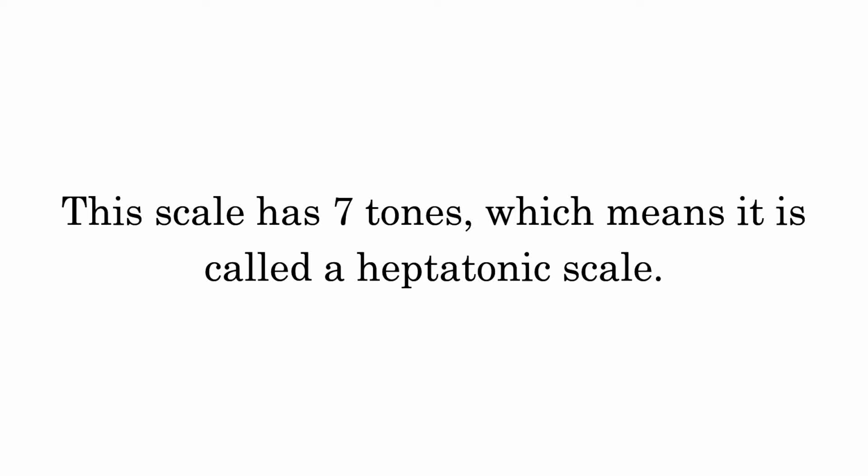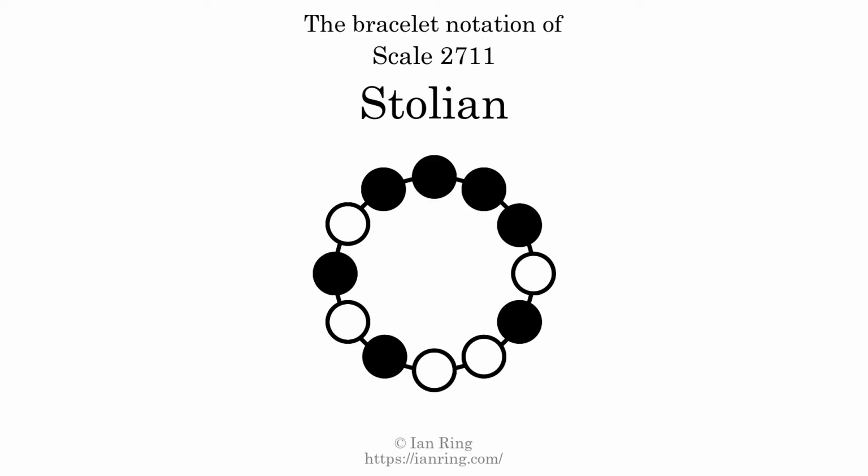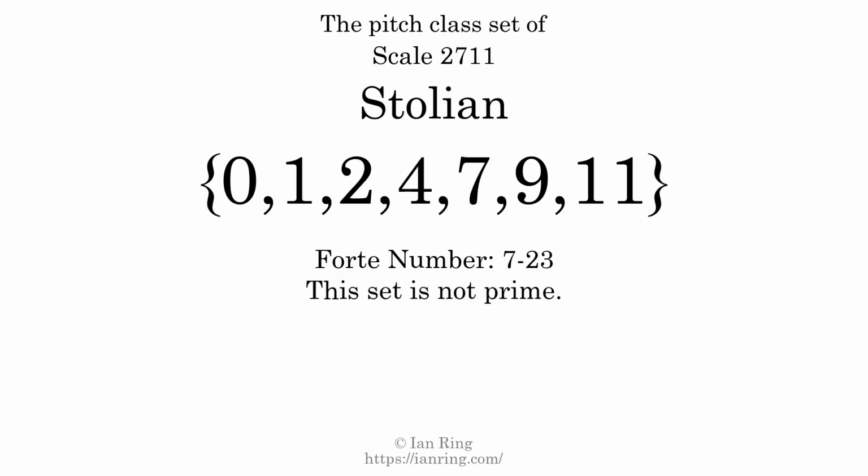This scale has 7 tones, which means it is called a heptatonic scale. This is a bracelet notation diagram of scale 2711. The shaded circles represent tones that appear in the scale, and they are read clockwise, starting at the top. The pitch class set for this scale is 0, 1, 2, 4, 7, 9, 11.